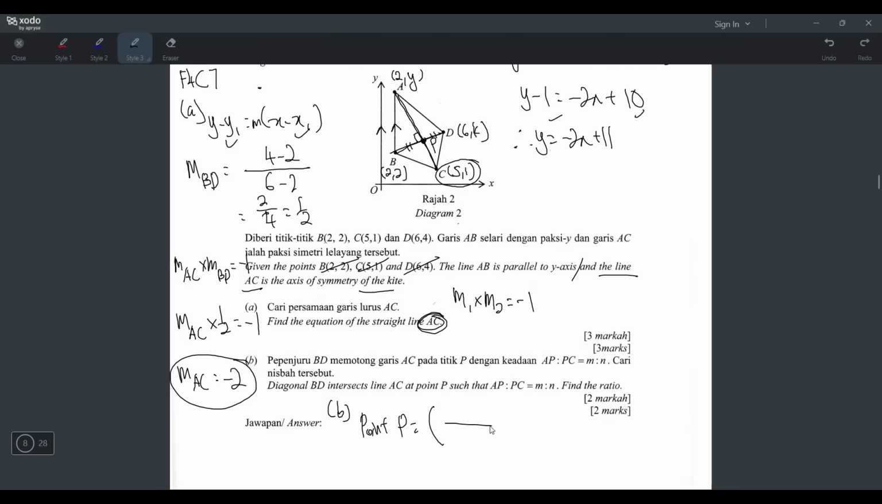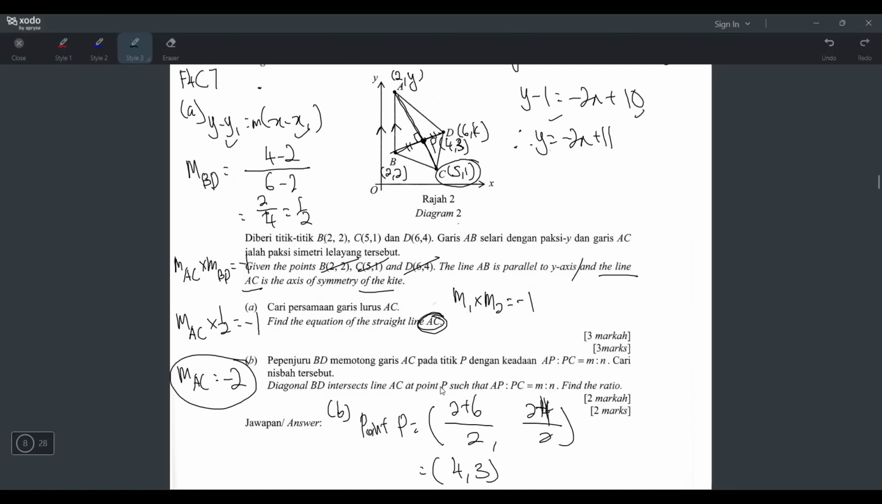So let's use the formula x plus x divide 2, y plus y divide 2. So it's the BD midpoint, so it'll be 2 plus 6, 2 plus 4. Okay, x plus x, 2 plus 6, y plus y will be 2 plus 4. Alright, so you get the midpoint here. 2 plus 6 is 8, divide 2 is 4, 2 plus 4 is 6, divide 2 is 3. So P is (4, 3). Alright, after finding the point P, now you can label this.